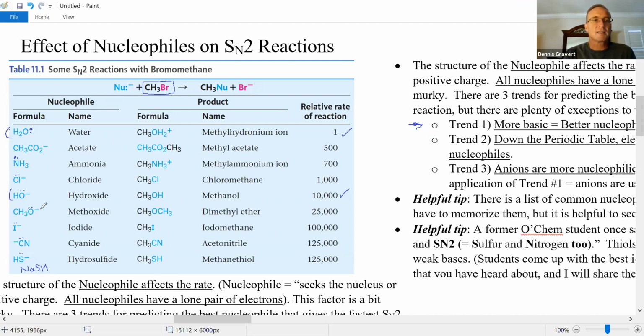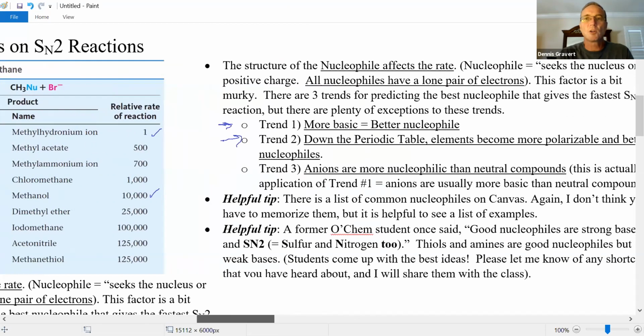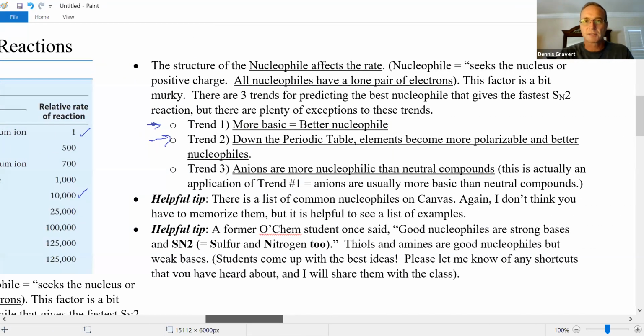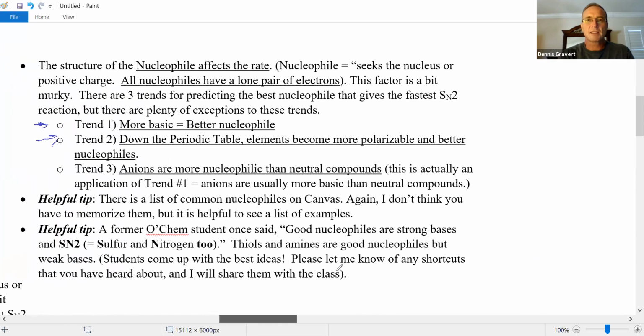What else we got? Going down the periodic table, elements become more polarizable and better nucleophiles. Polarizable is just a way of trying to explain why they're becoming better nucleophiles. You kind of think of it like a sponge versus a rock. A sponge is kind of squishy. It can change or deform its shape. Rock, not so much.